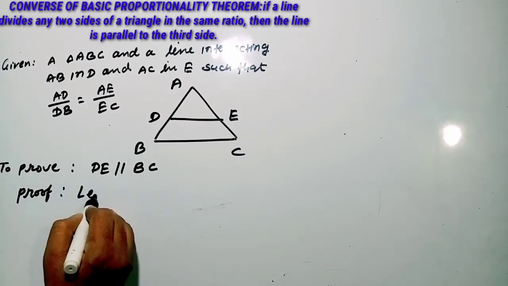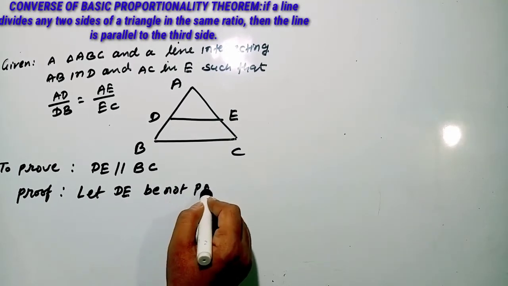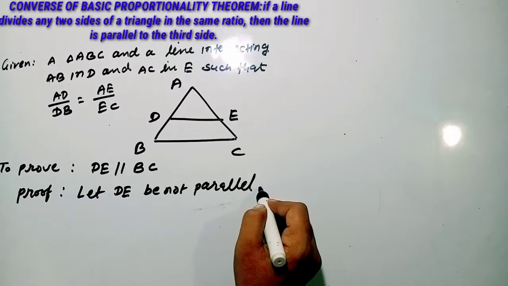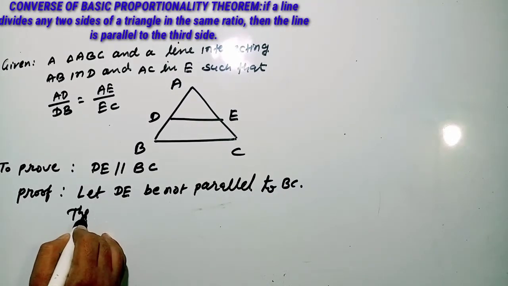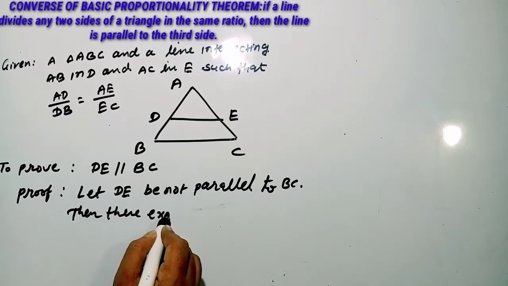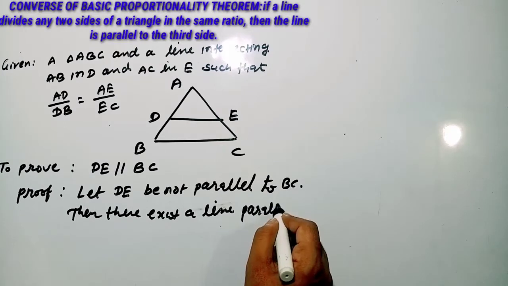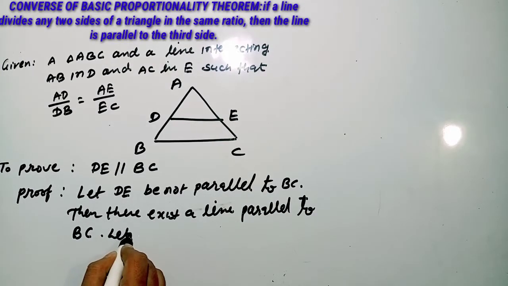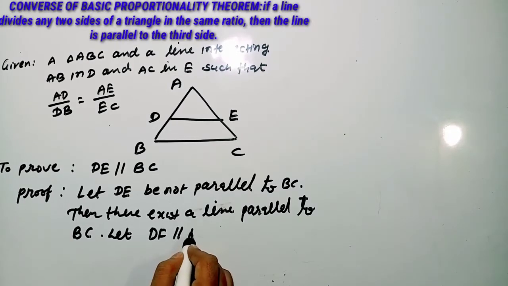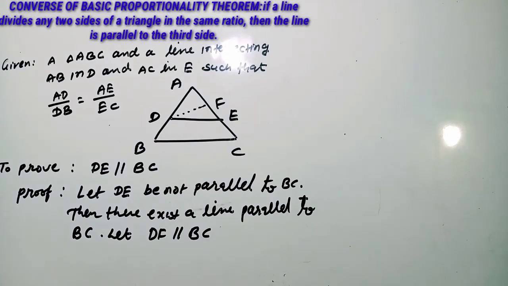So let us prove it. We will prove it by the contradiction method. Let DE be not parallel to BC, right? Then there exists another line which will be parallel to BC. So let us consider this line is DF. This line DF is parallel to BC, right students?